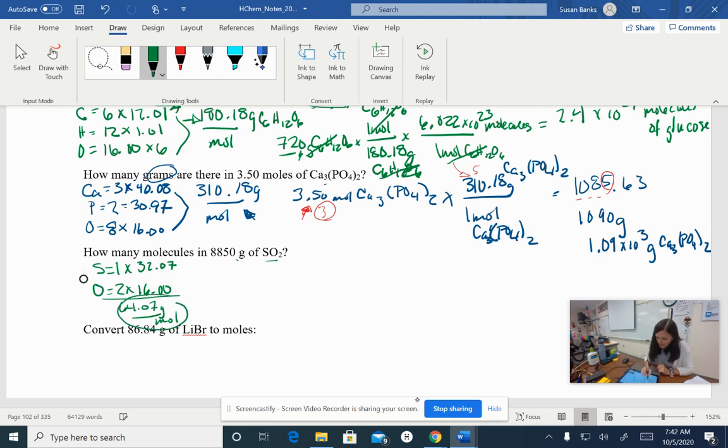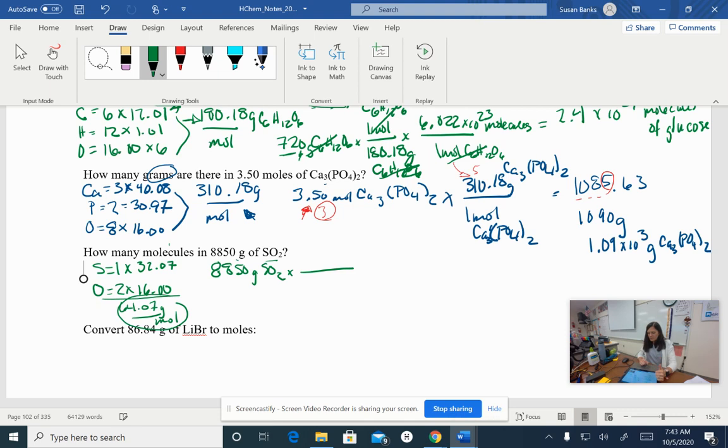Now, we're going from grams to molecules. So once again, we're going to have to do a 2-step process. I'm going to need to go from grams to moles. And then once I have moles, I need to go from moles to molecules using Avogadro's number. So this is going to be a 2-step. Okay, so let's start with this. I have 8,850 grams of sulfur dioxide.